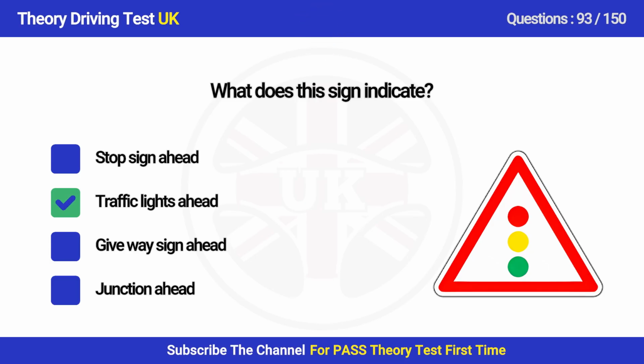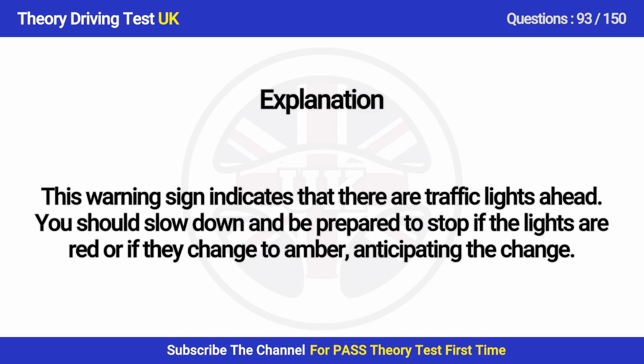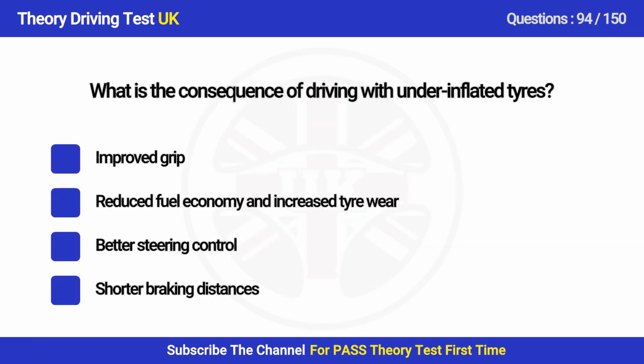Answer is B. Traffic lights ahead. This warning sign indicates that there are traffic lights ahead. You should slow down and be prepared to stop if the lights are red or if they change to amber, anticipating the change. Question 94. What is the consequence of driving with under-inflated tires?